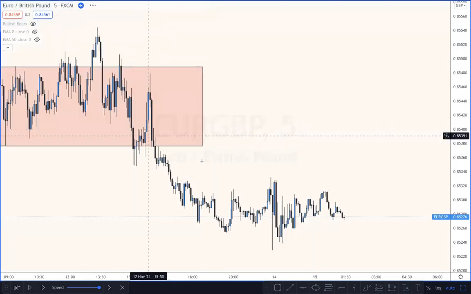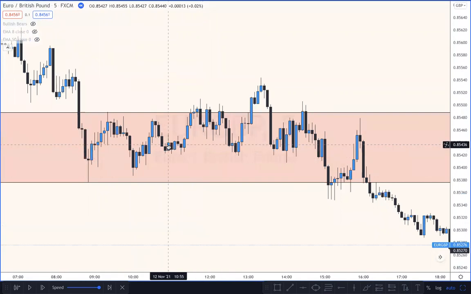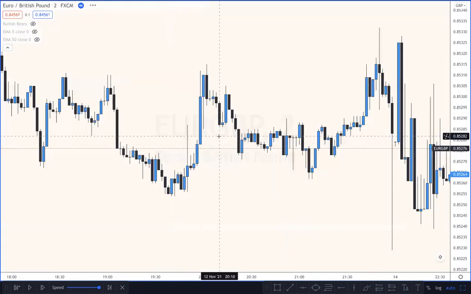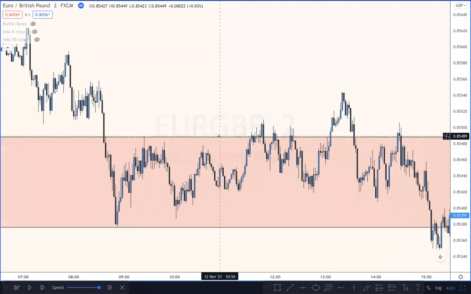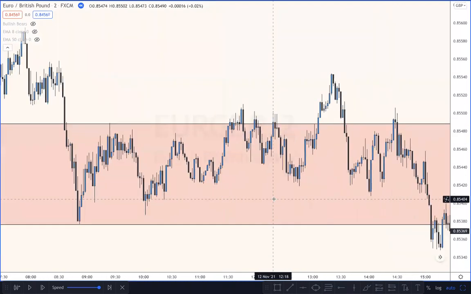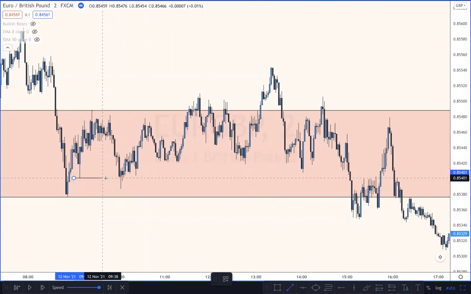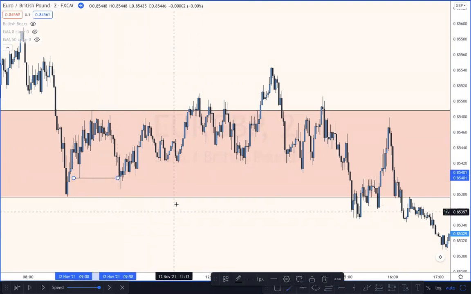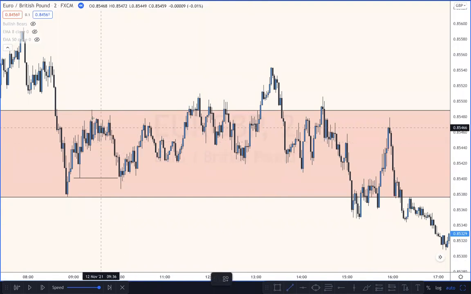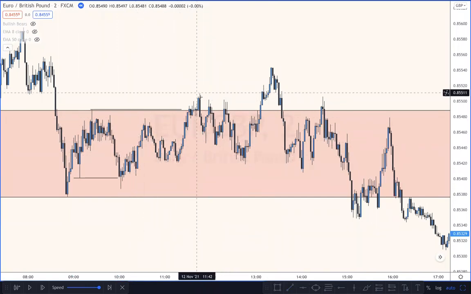Let's go 5 minutes. 2 minutes. And this is the trade that I shared in the group on Friday, the last trade that I took on Friday. Liquidity grab. Break of market structure. What do I have here? Low risk buy.